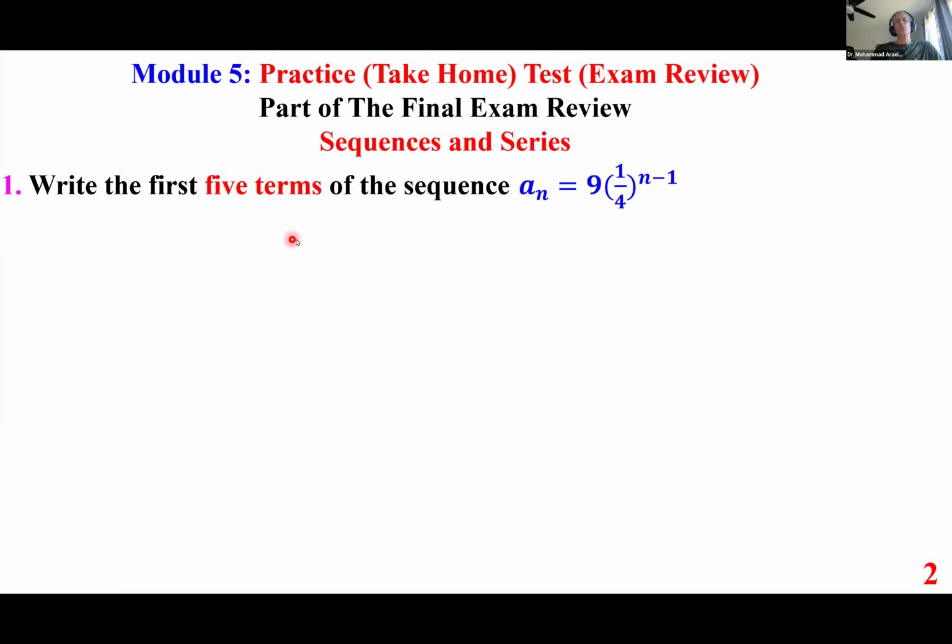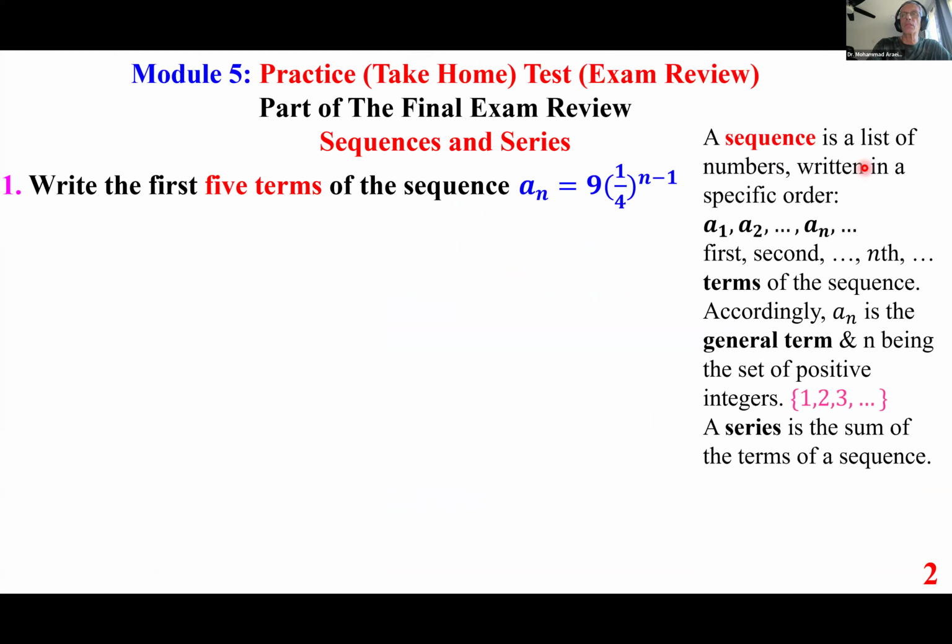Write the first 5 terms of the sequence. A sub n equals 9 times 1/4 to the power of n minus 1. So first and foremost, what is a sequence? A sequence is a list of numbers written in a specific order, a sub 1, a sub 2, all the way to a sub n. First, second, and the nth term of the sequence.